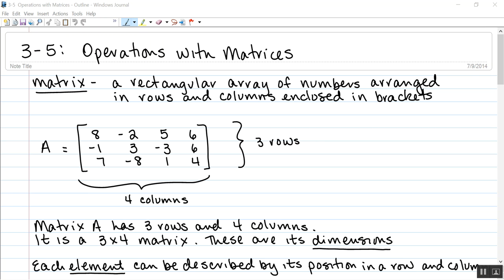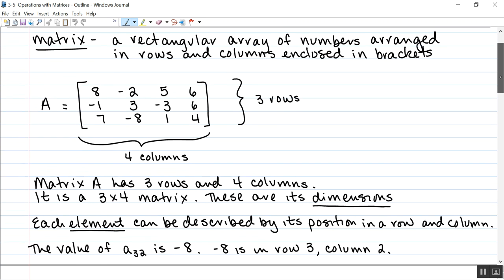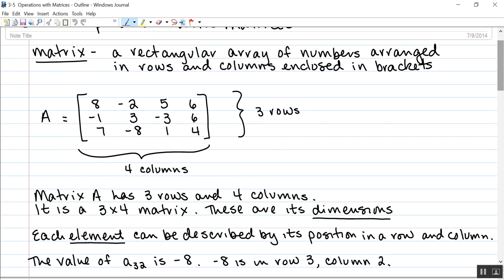And each element in a matrix can be described by its position in a row and in a column. So for example, the value of A sub 3, 2 is -8 because -8 is in row 3, column 2. Row 3, column 2, right here, -8.